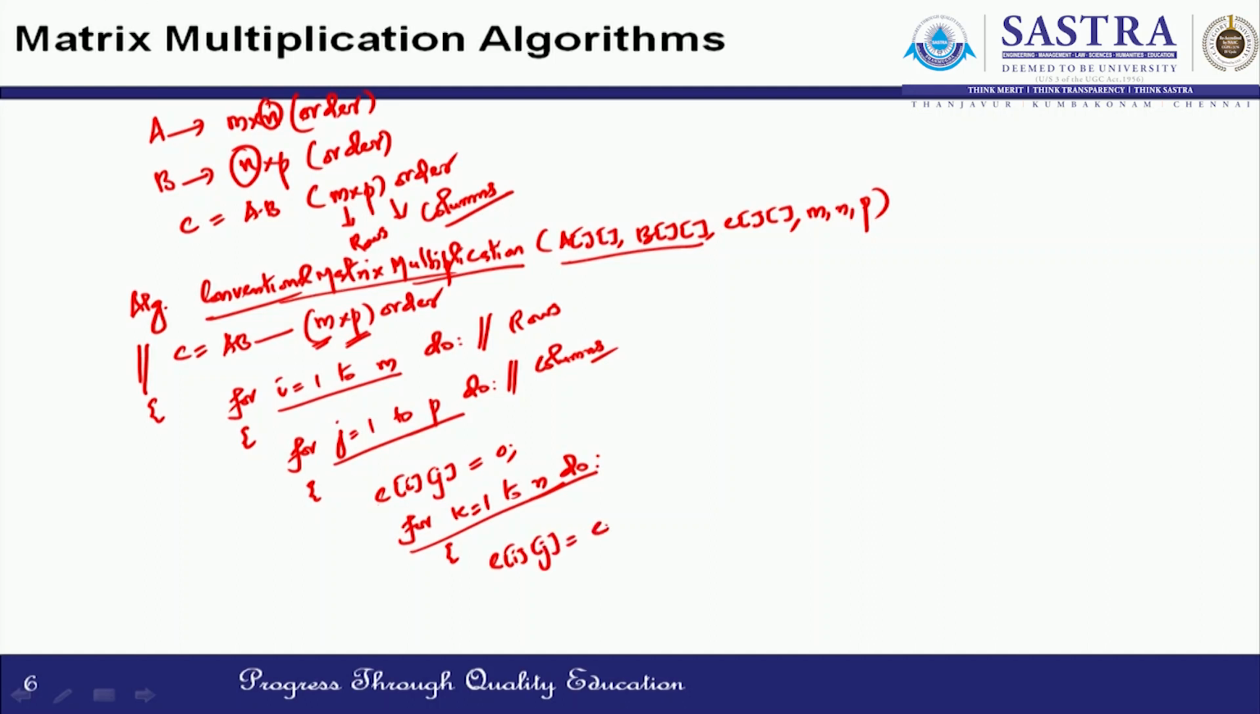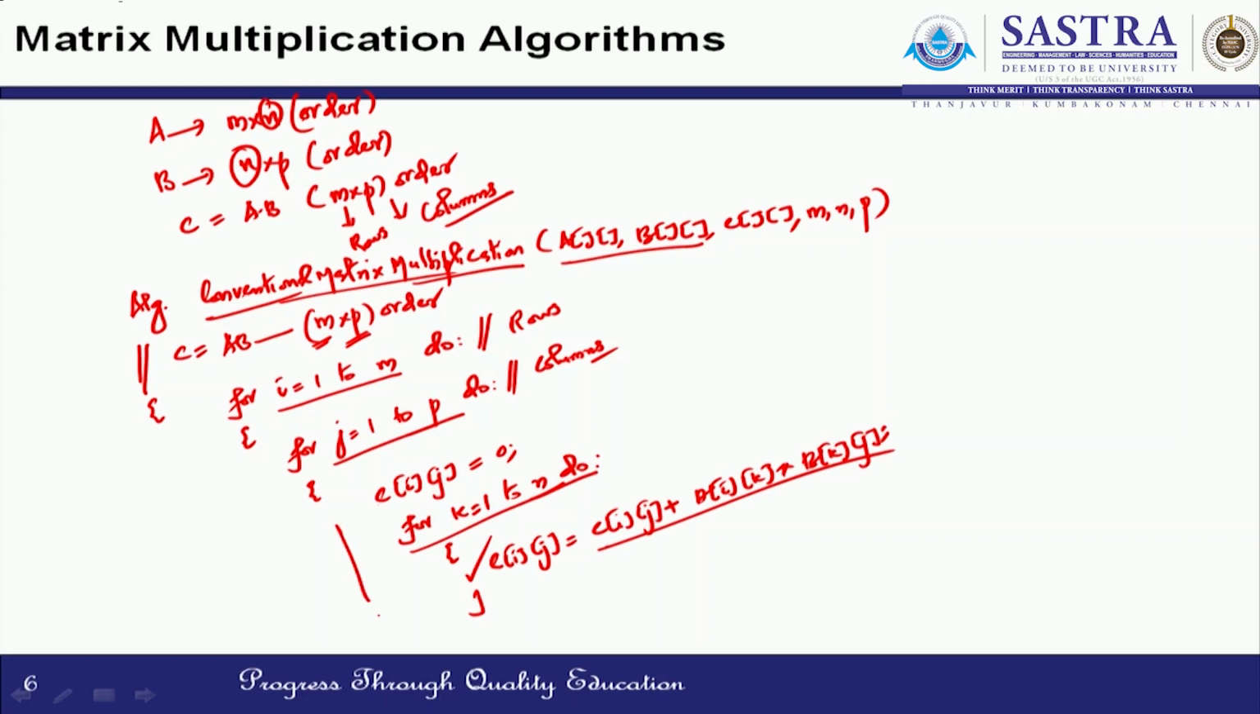Cij is equal to Cij plus Aik star Bkj. So, this is the required computation, row wise and column wise, the corresponding elements, ith row and kth column of A, kth row and jth column of B. Elements are multiplied and the corresponding elements are added, and the result gets updated in the variable C. Cij is equal to.